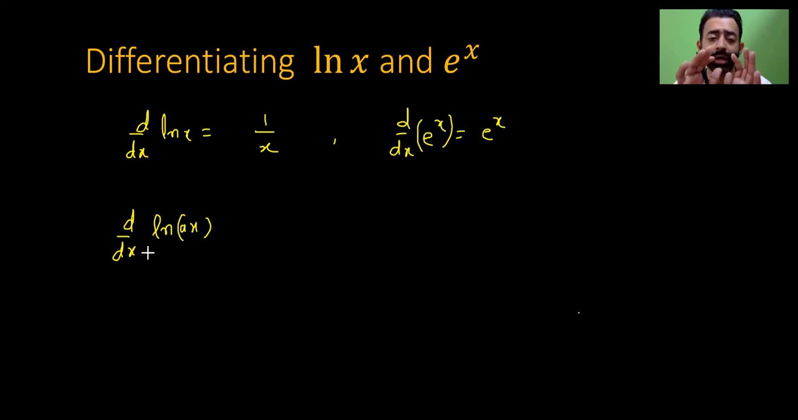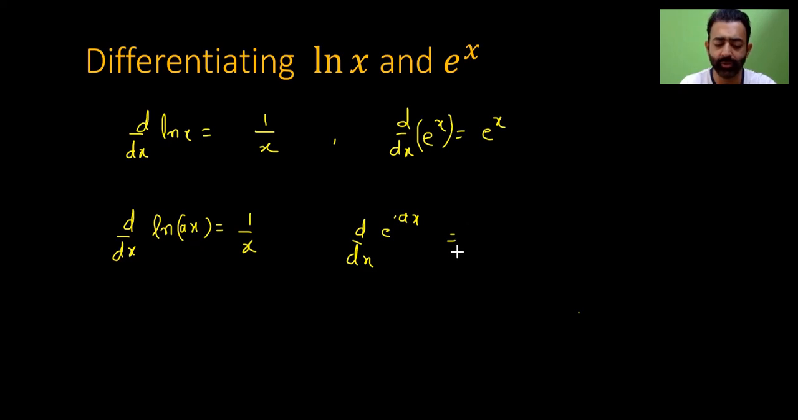So the derivative of ln ax will again be 1 upon x, right? But the case is not the same for e raised to power ax. So dy/dx of e raised to power ax: you first differentiate with respect to ax, so this is e raised to power ax, and then differentiate ax with respect to x. So it is just a, right? So the coefficient will be multiplied in every function except this log x.